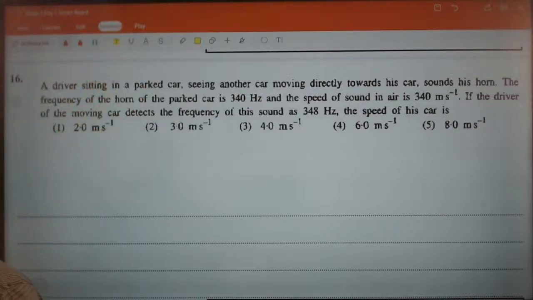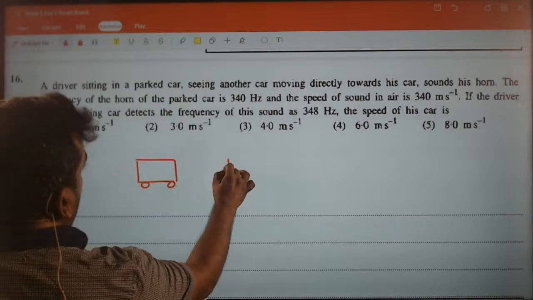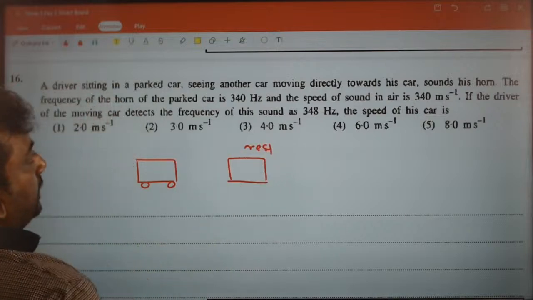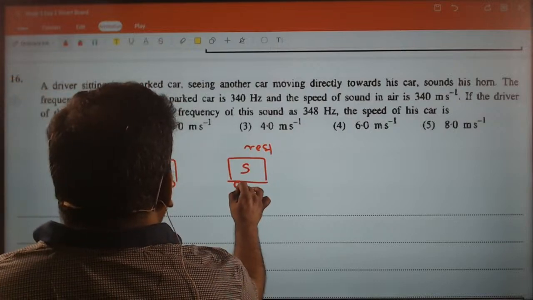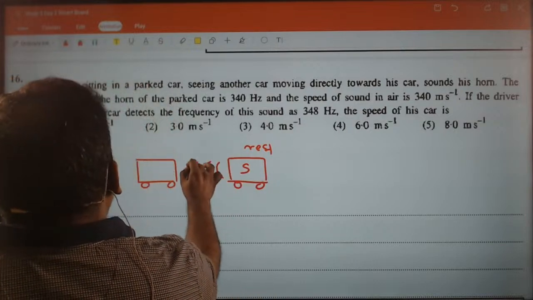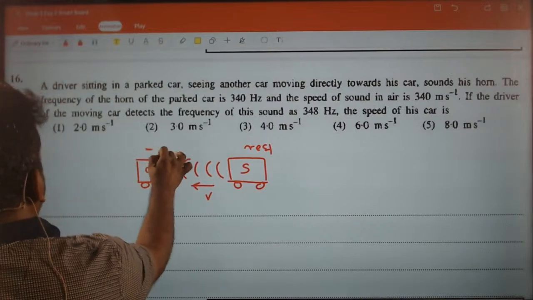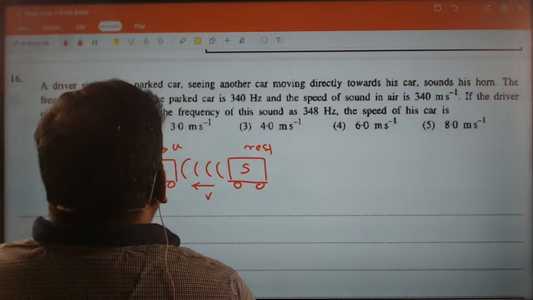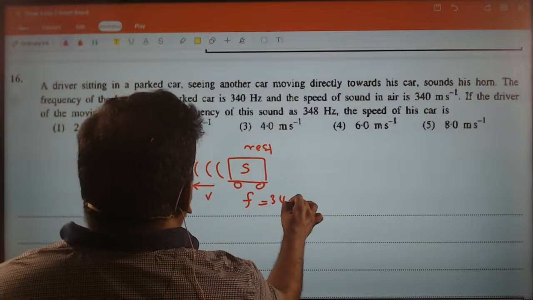A driver sitting in a parked car sees another car moving towards him. So there is another car moving towards him. This fellow is parked at rest, and he will be the source. He will toot the horn. Sound will travel with a velocity v. Observer is here. Observer is also coming with a velocity u. So apparent frequency here is f dash. Actual frequency is 340 Hz.